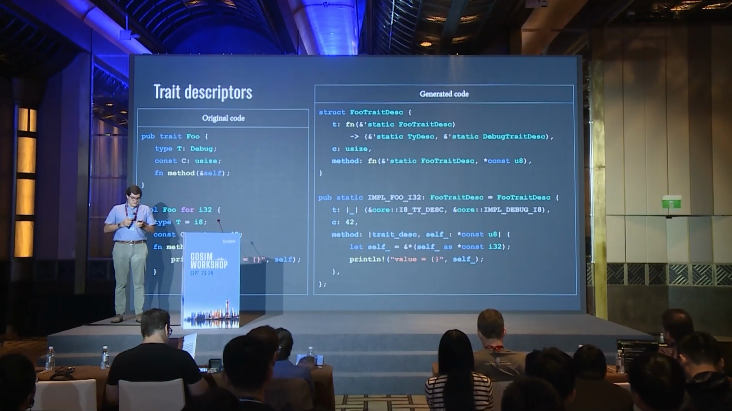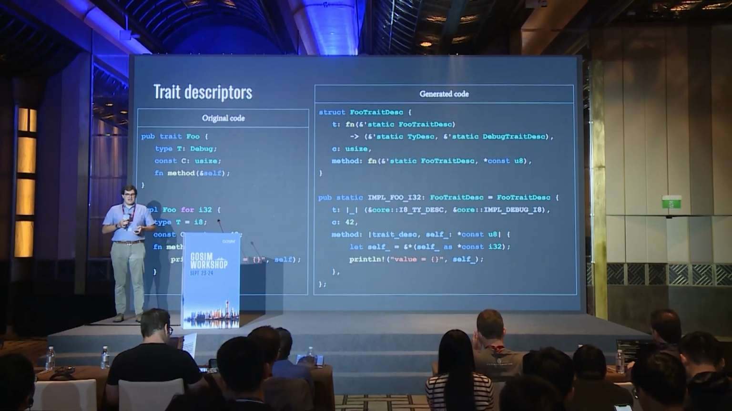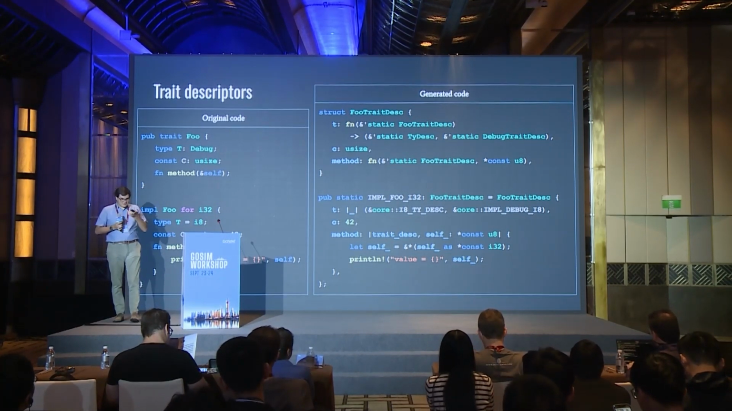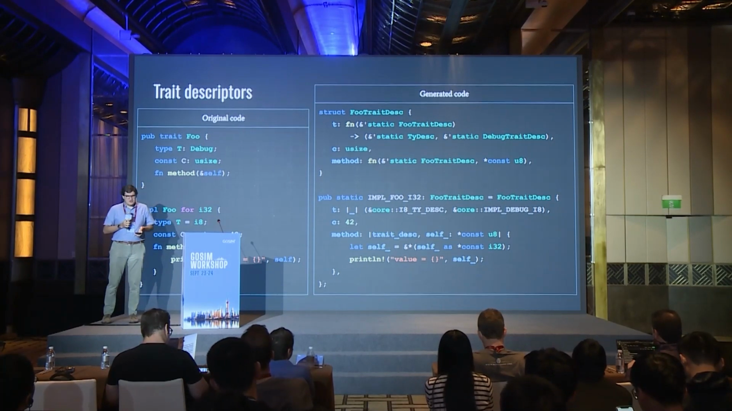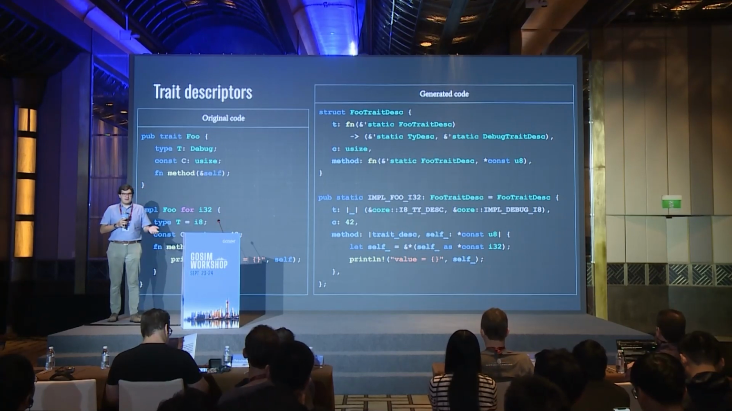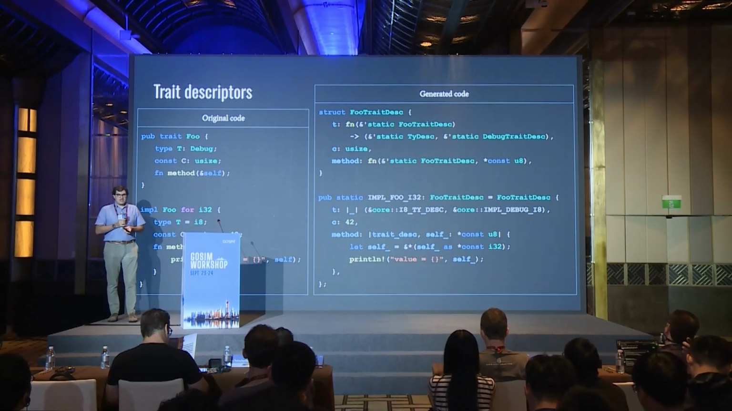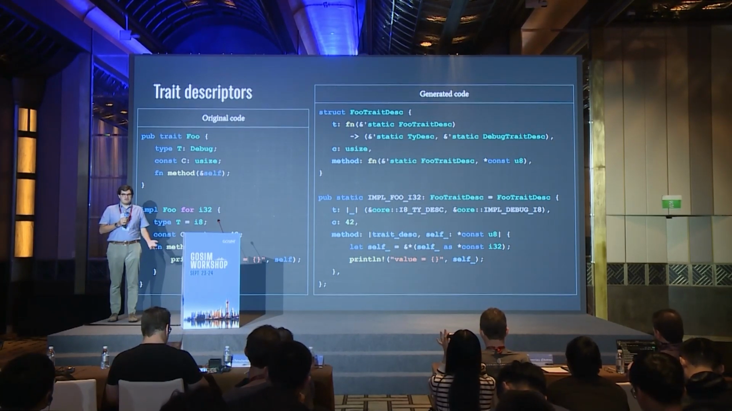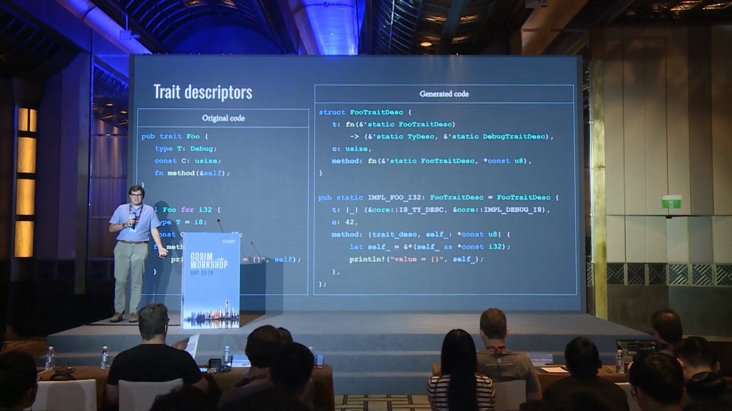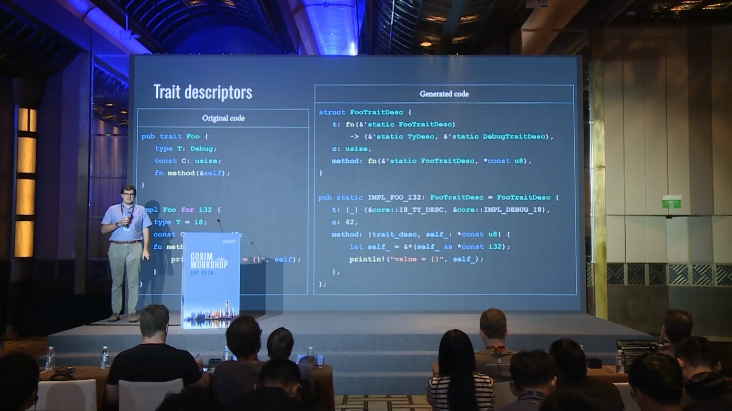Now, how do we actually create a trait descriptor? Consider this more complex example of a trait, which has an associated type, an associated constant, and a trait method. So trait methods are easy. They're just function pointers, as we've seen before. Associated constants are also relatively simple. You just embed the constant directly into the trait descriptor.